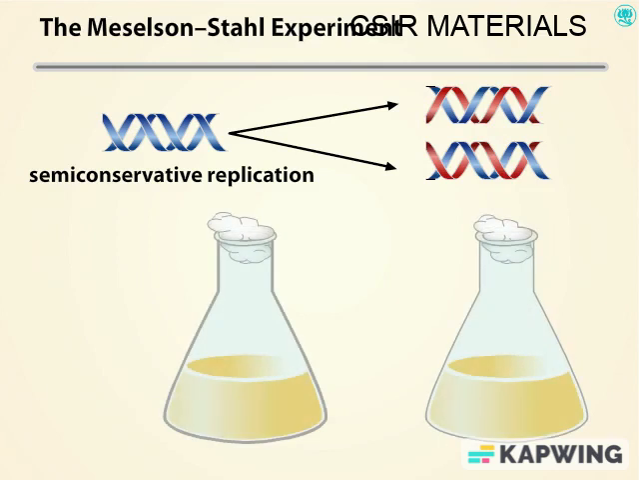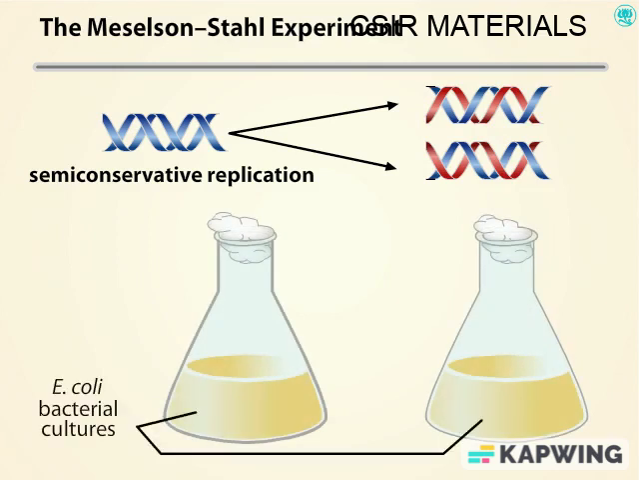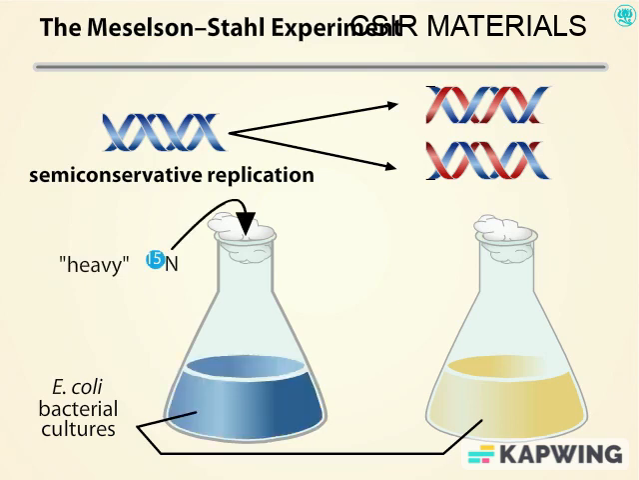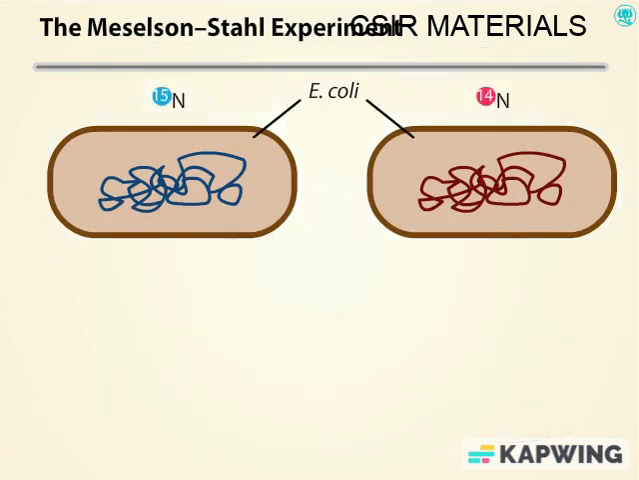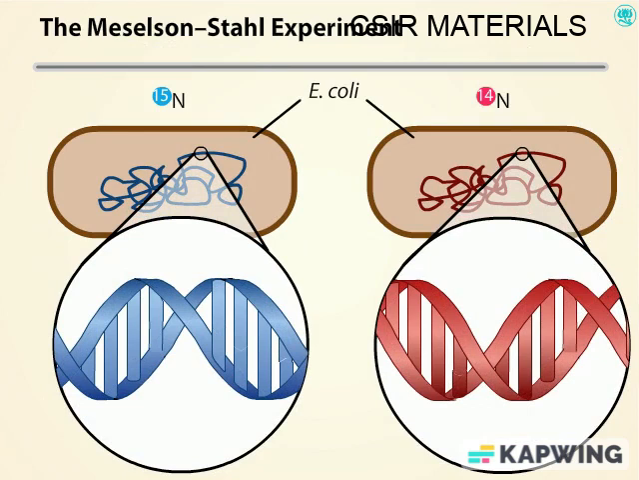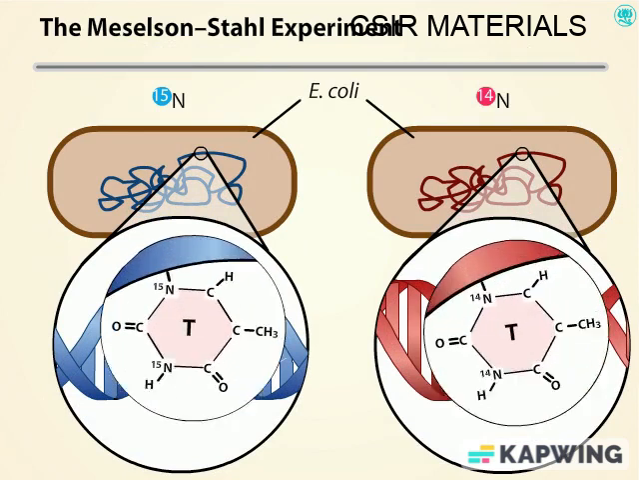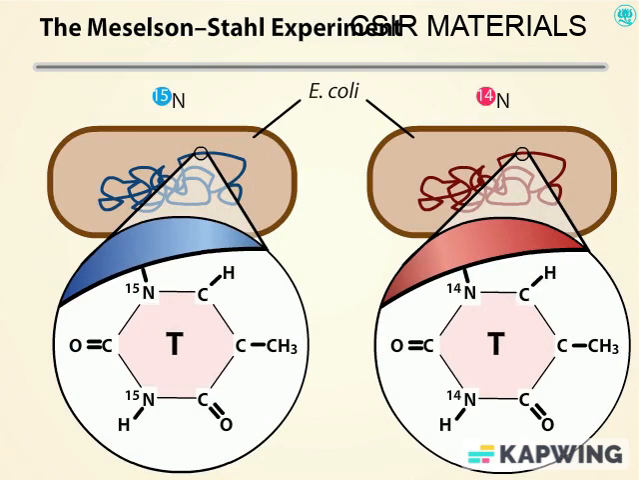They grew Escherichia coli bacteria in the presence of either a heavy isotope of nitrogen, N15, or the ordinary light isotope, N14. After many generations, the DNA in the bacteria contained either the heavy or the light form of nitrogen, but not both. In this example, the nitrogen atoms in the thymine base are labeled with either the heavy or the light forms of nitrogen.